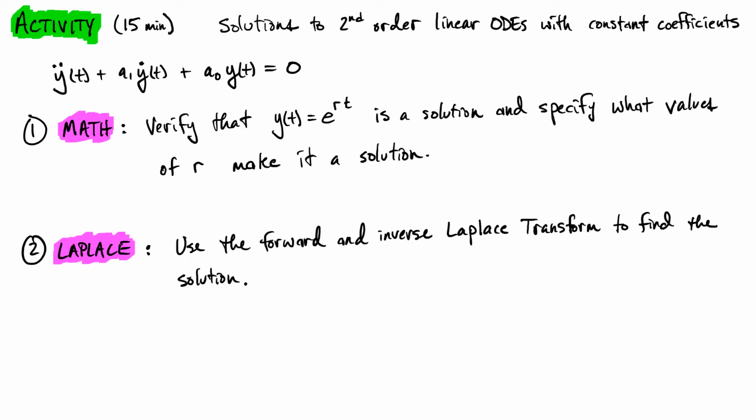In this activity, we'll be essentially reproducing what we did for first-order differential equations, now looking at second-order differential equations. Looking at this generic second-order differential equation, and using a math and Laplace transform approach in order to look at the various ways to identify solutions. We're going to verify that this solution type is indeed a solution, and then identify what values of r will make it a solution. So there's going to be some contingencies to make this a solution.